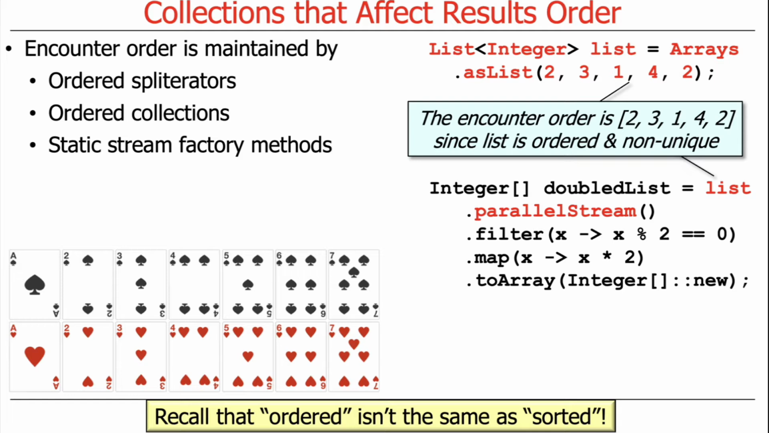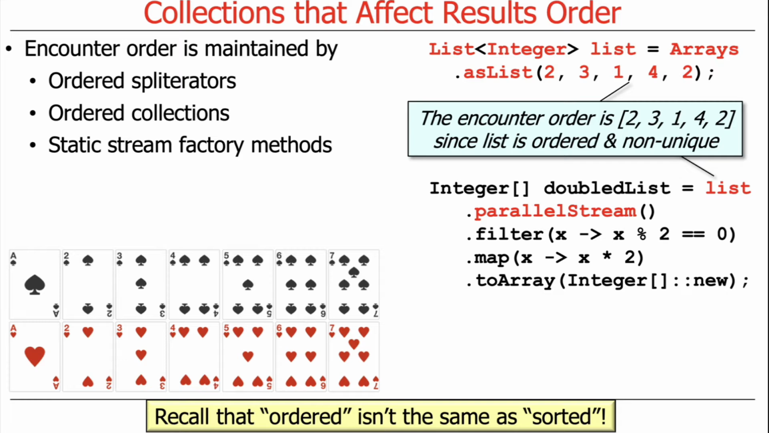Here's the example we're going to look at. Again, you could play with it if you look at my EX21 folder, and you could run it. As you can see here, we're going to create ourselves a list of integers. We're going to take this array, 2, 3, 1, 4, 2, and use the Arrays.asList factory method to turn that into a list of integers that can be modified. So the encounter order here is 2, 3, 1, 4, 2.